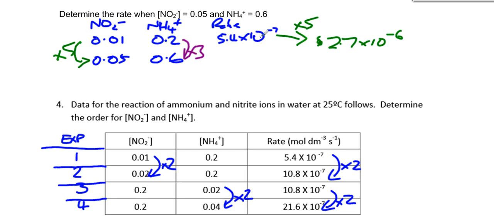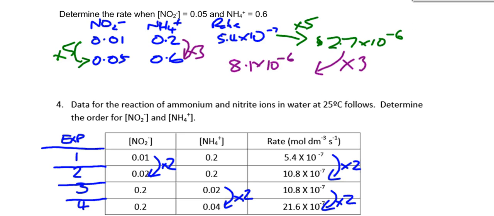Now what I need to do is say, well, I did this bit first and my rate increased. Now let's do this bit as well. And so my increase this time, I times my new rate, which I've already worked out for the NO2 minus increase, by 3. So timesing that by 3, I should get 8.1 times 10 to the minus 6.